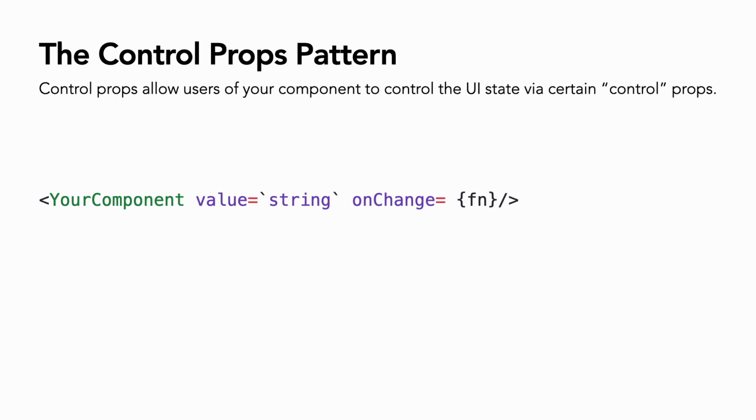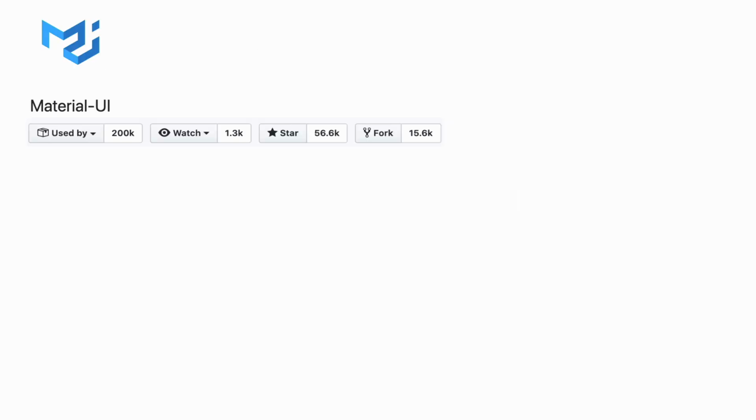Now let's see what other people are doing. Here's Material UI, which seems to be really used in the community. You've got about 56k stars. And let's take a look at one of the components. This is a rating component, okay?